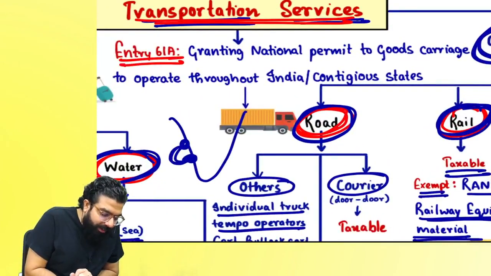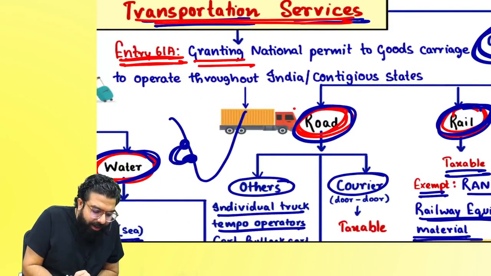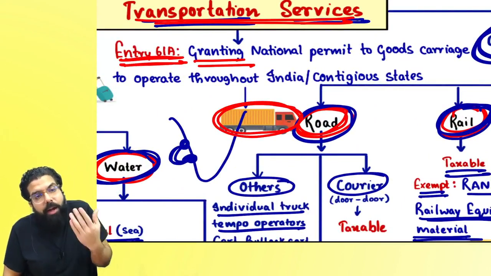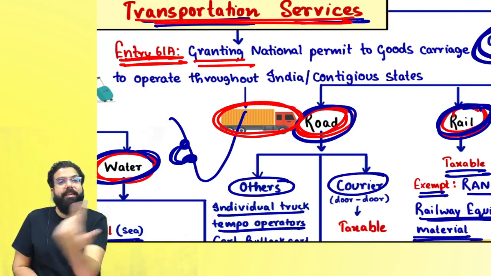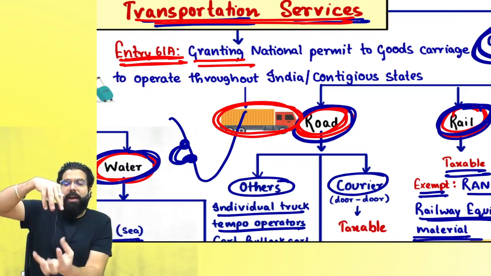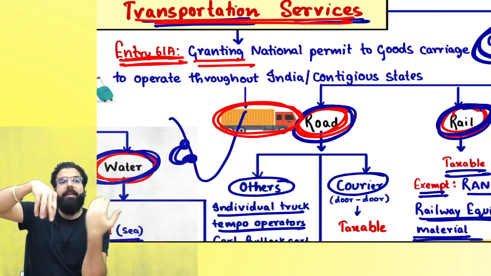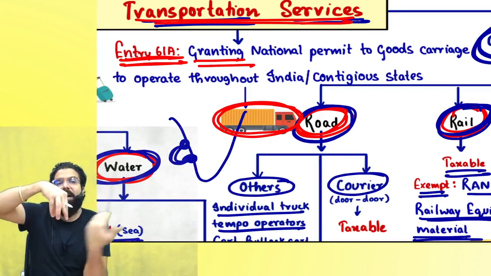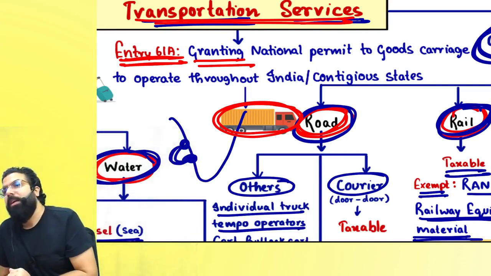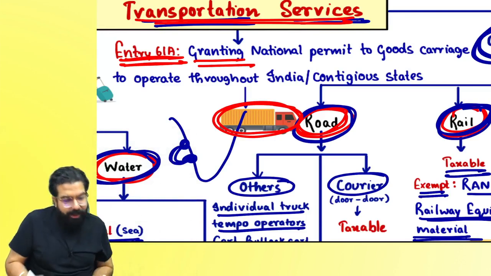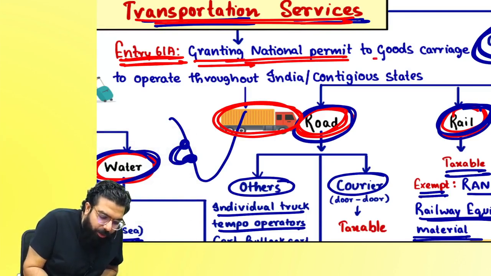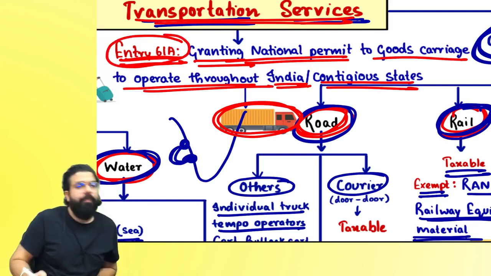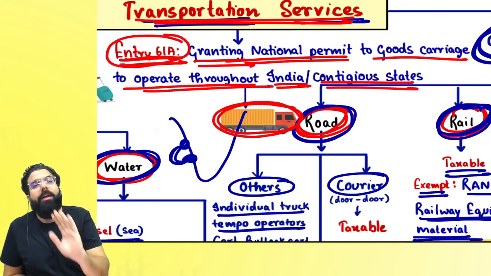Then entry number 61A comes over here, which says these truck operators, basically goods carriages, are given a national permit or permit to operate in contiguous states. Contiguous state means the states around, sharing a common border with this state. When it issues the permit, it will give the permit for contiguous states also. So when granting a national permit to goods carriers to operate throughout India or contiguous states, it will be exempted.